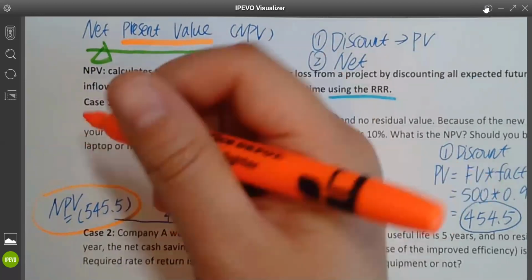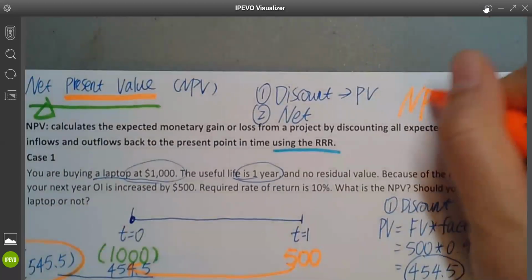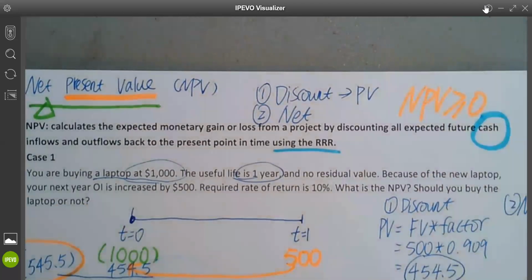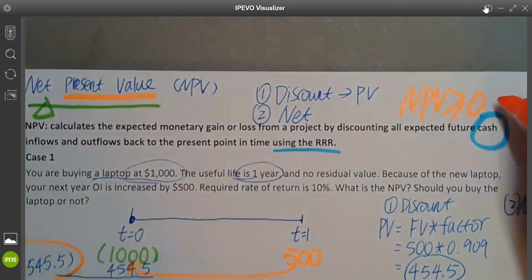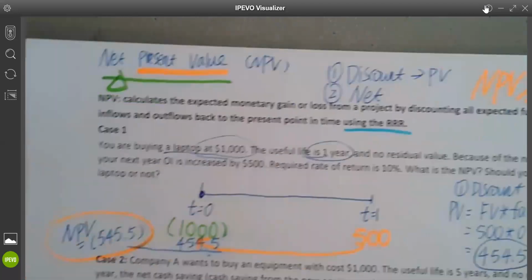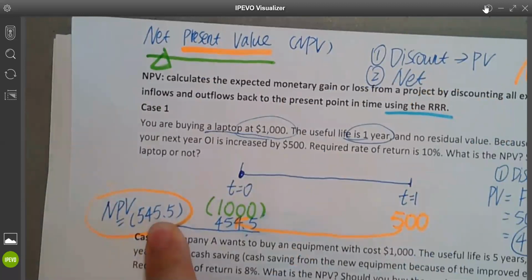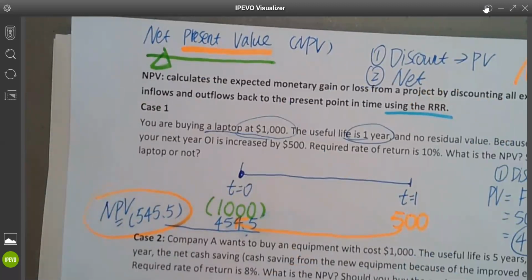Our rule is we compare the NPV with 0. At least the NPV has to be 0. If it's larger, that's better. If it's larger or the same as 0, we take it. For this case, we definitely don't take it because NPV is negative. So if this is in your exam and I ask what's the NPV, you tell me it's negative. And do you take it? No, don't take it.